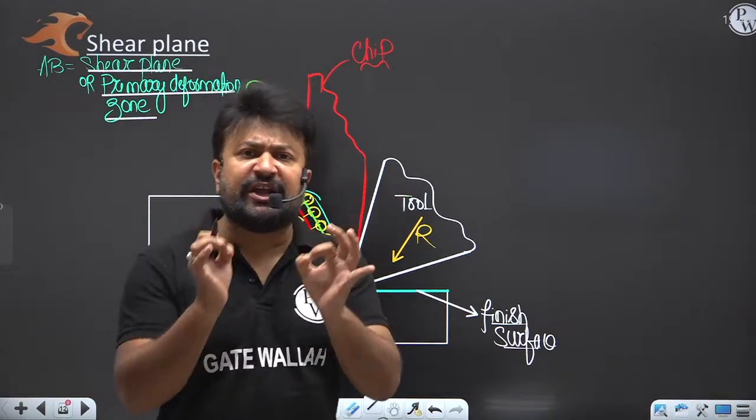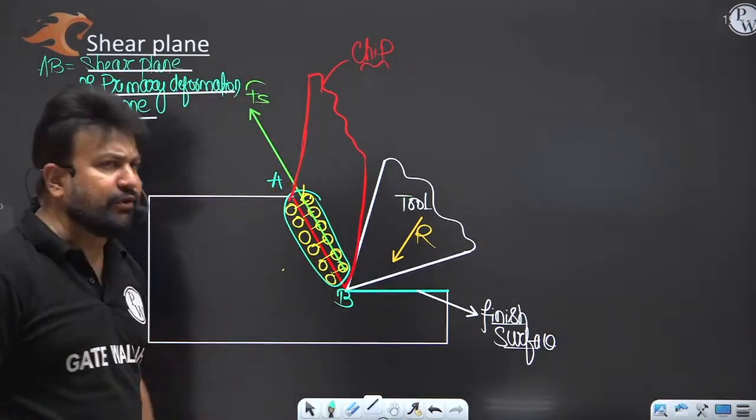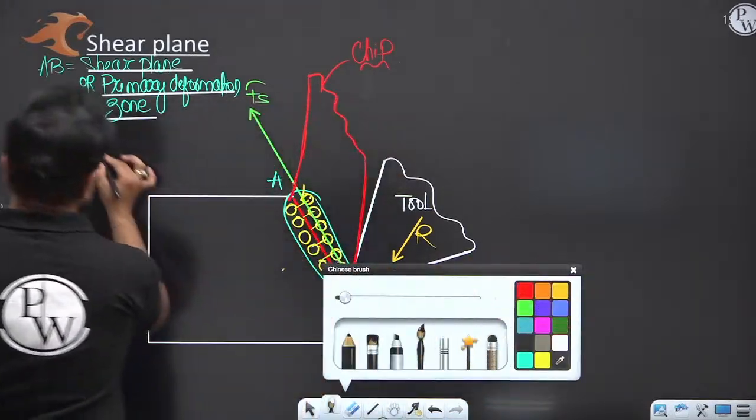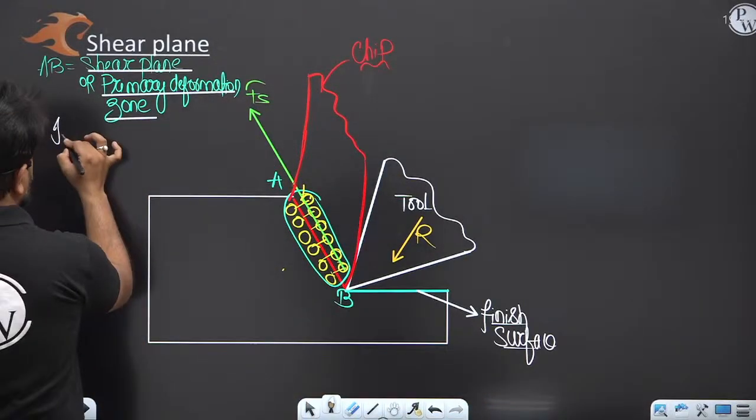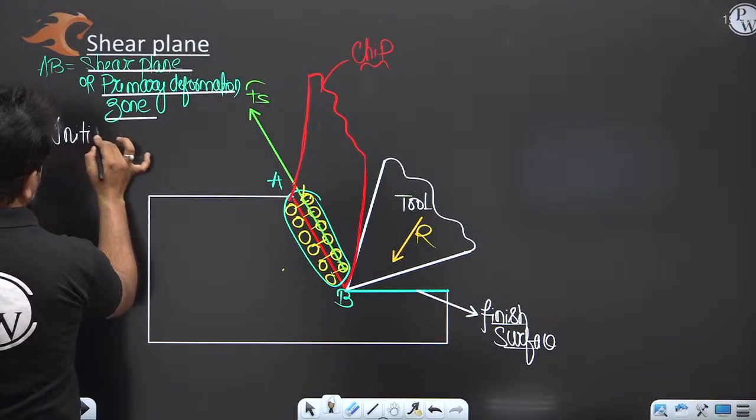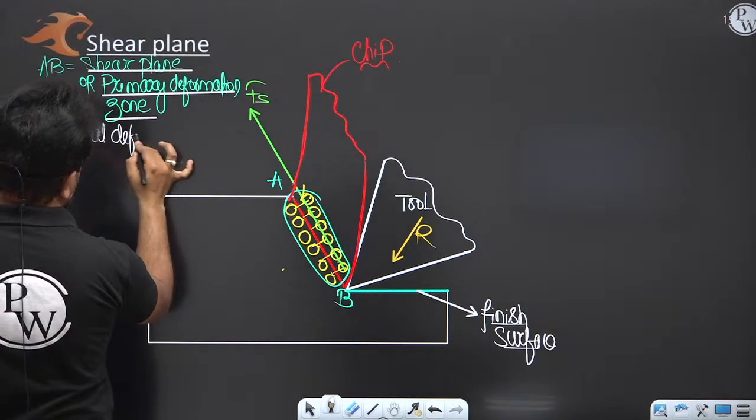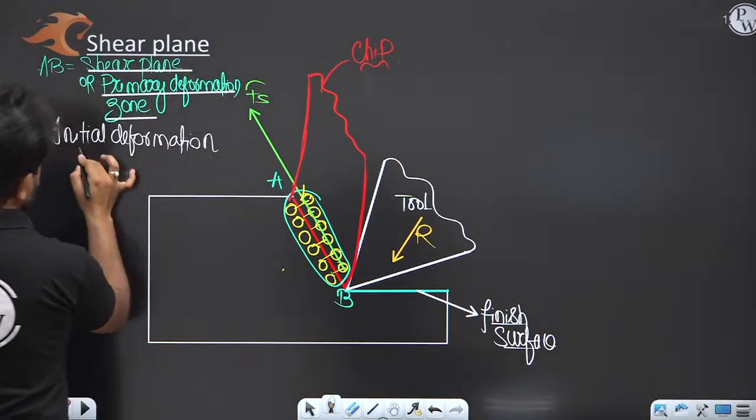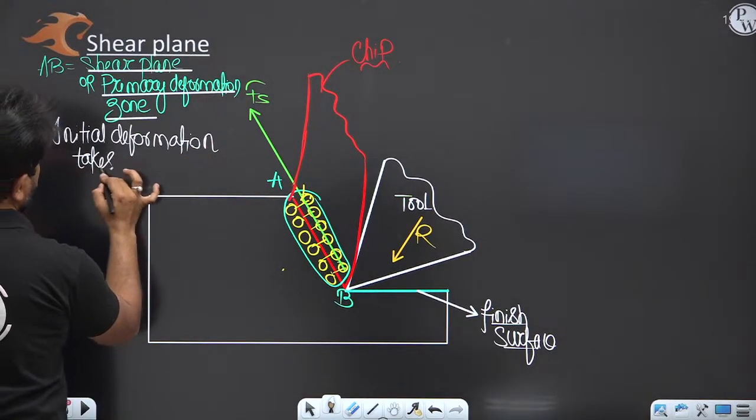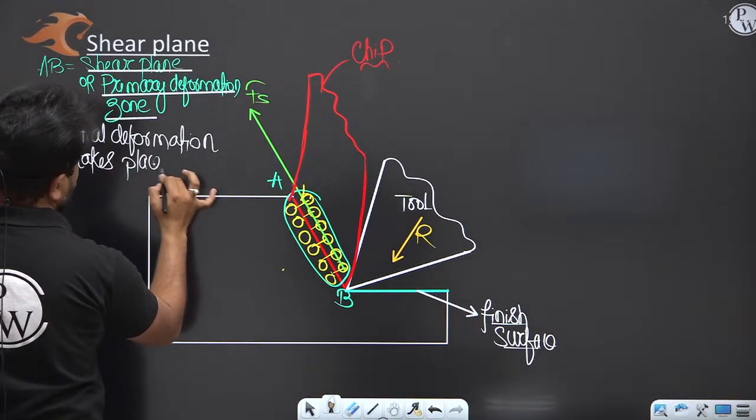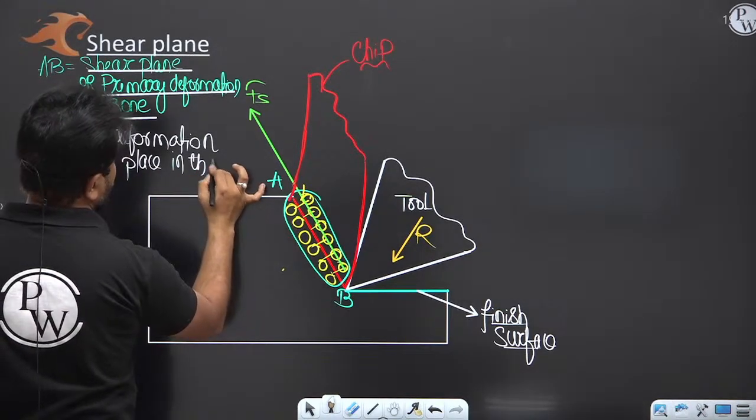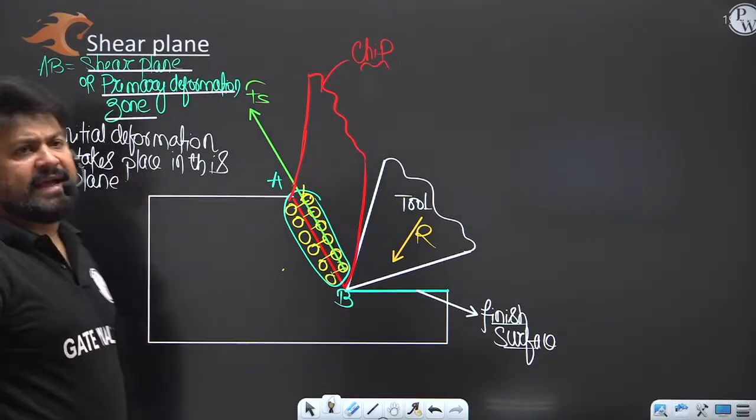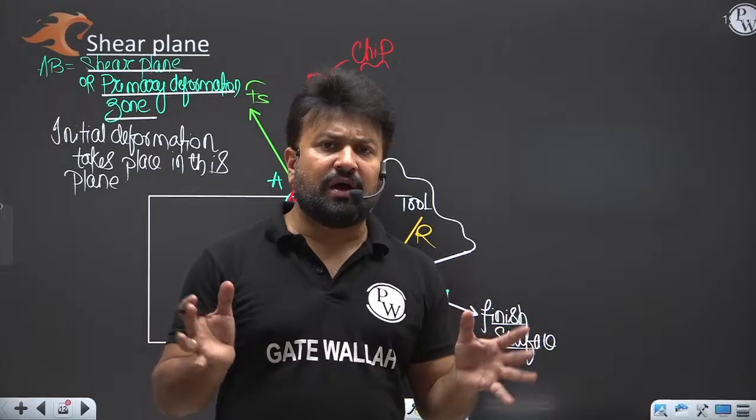Because the initial deformation takes place in this zone. That's why we call it the primary deformation zone or shear plane.